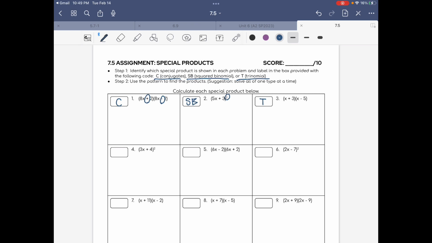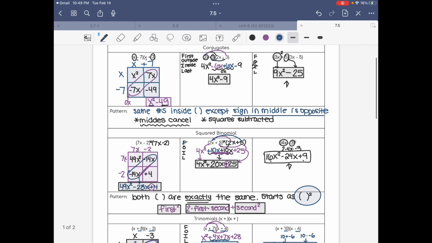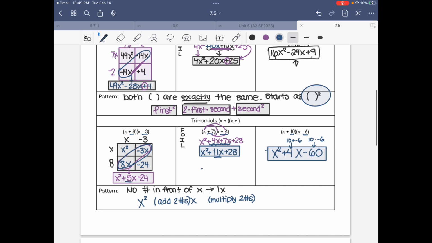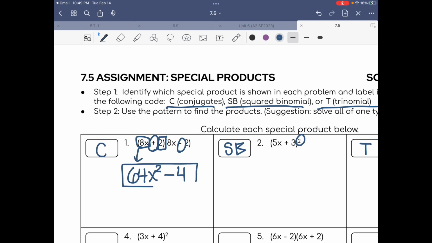So the first one I said was conjugate. And the pattern that we listed for conjugate was squares subtracted. So if I want to do number 1, I'm going to square 8x, which is 8 times 8 is 64, x squared. And I have to subtract 2 squared, which is 4. And that's it, guys. You're going to subtract the squares for conjugates, and that's it.